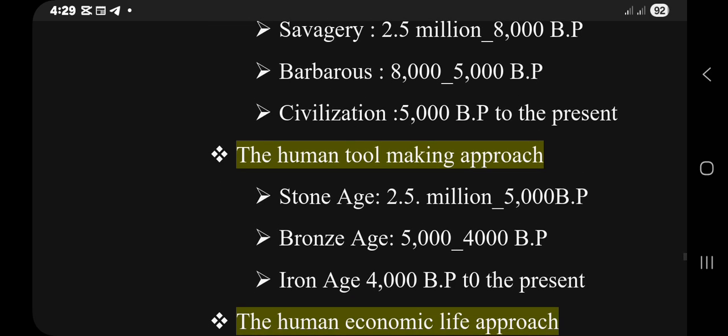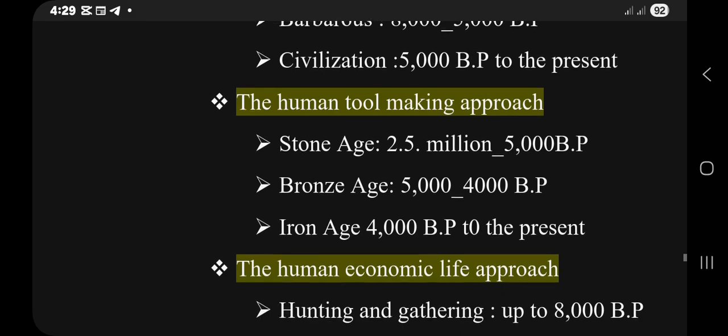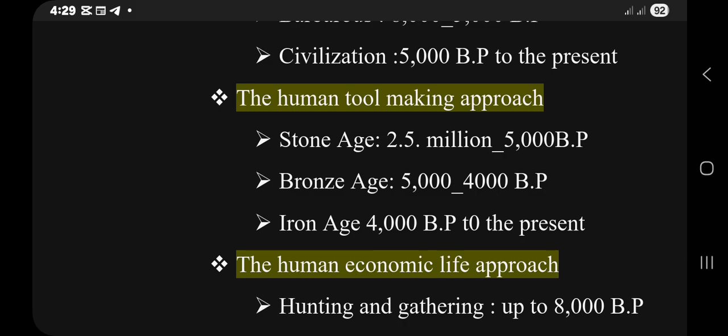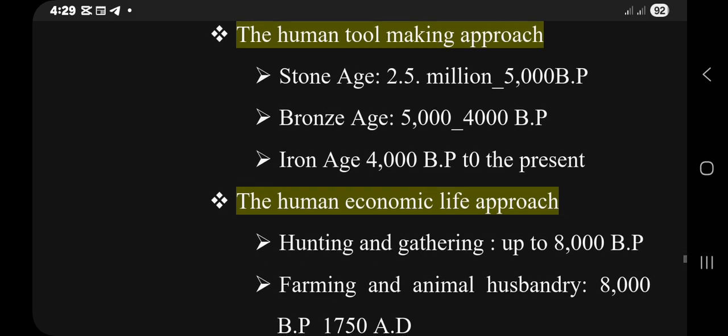The next aspect is the human tool-making approach. That means mankind used different materials to make tools and weapons. So the Stone Age is from 2.5 million to 5,000 BP. The Bronze Age is from 5,000 to 4,000 BP, whereas the Iron Age is from 4,000 BP to the present. This depends upon the tool-making process.